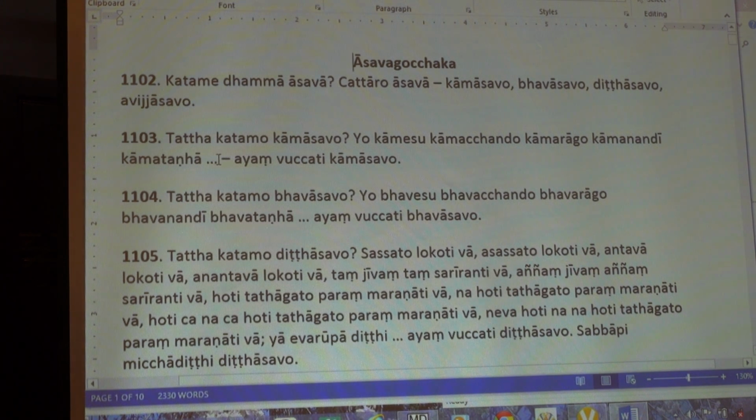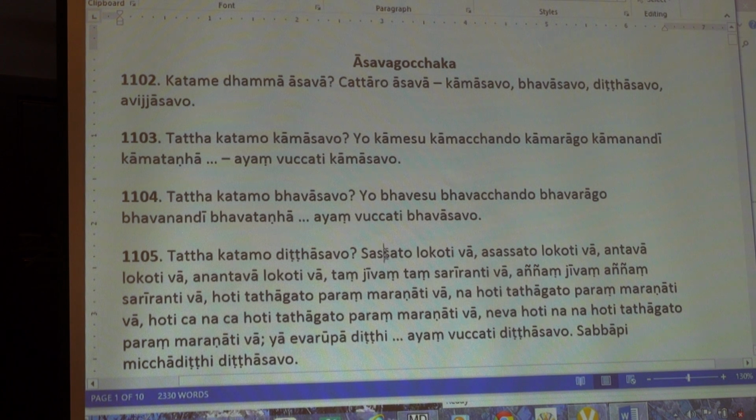Then it gives a variety of other words. This is called the asava of sensuality. Then what is the asava of existence? In regard to states of existence, that which is desire for existence, lust for existence, delight in existence, craving for existence, this is called the asava of existence. Then what is the asava of views? Then it gives a variety.